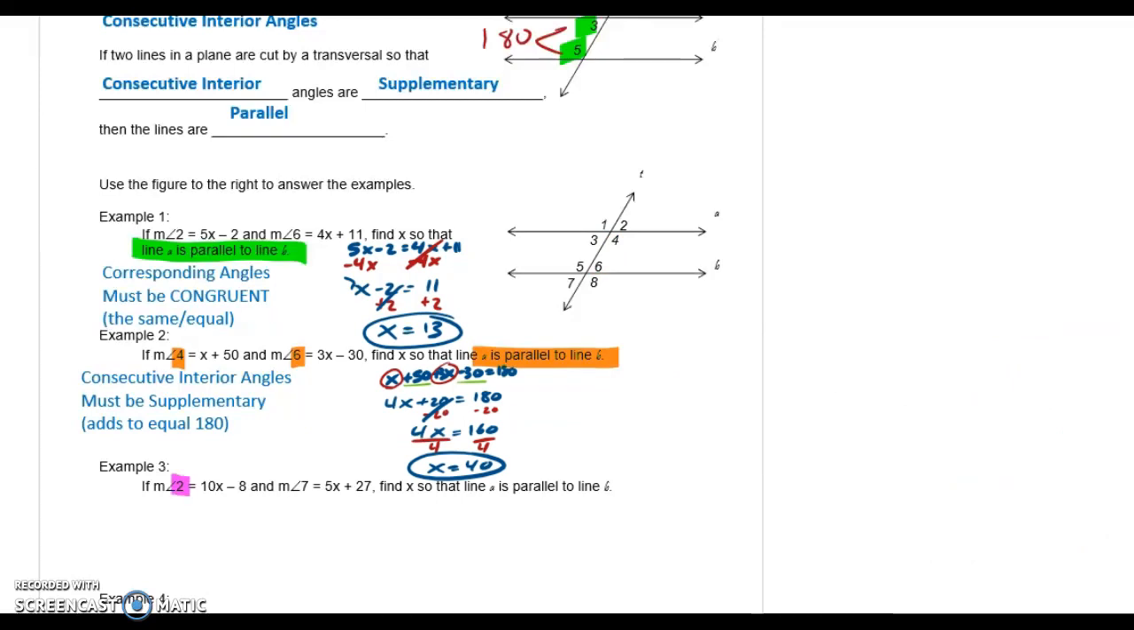In example 3, we're dealing with angles 2 and 7. What are those two called? If you said alternate exterior angles, you are correct. Don't forget, alternate exterior angles must be congruent, which means the same, so we put them equal to each other. So let's go ahead and solve this problem off to the side. I'll set it up and I want you to solve it on your own.